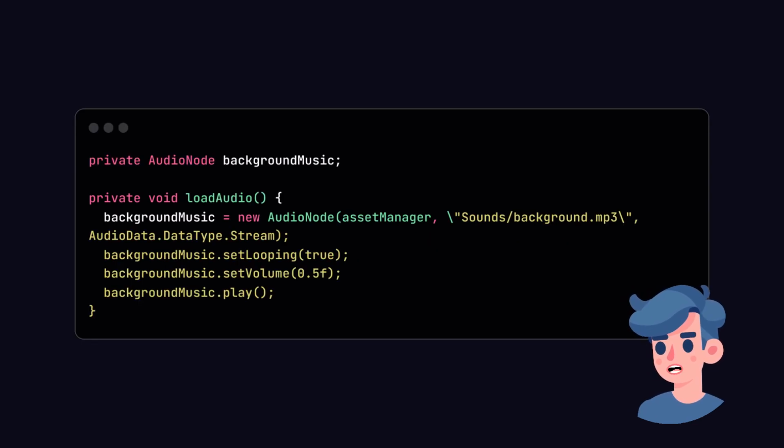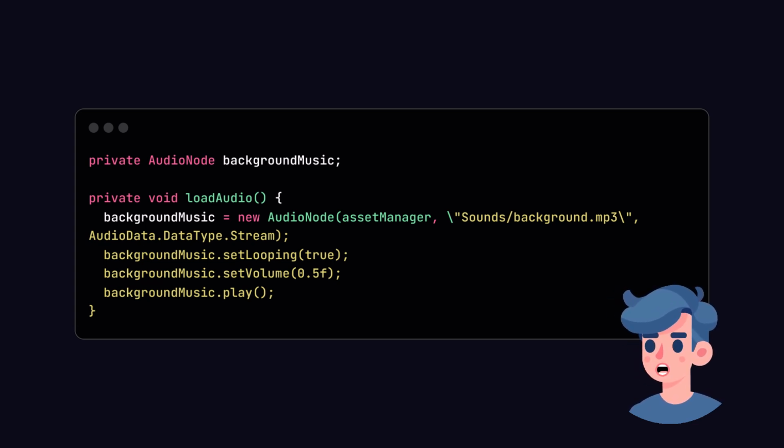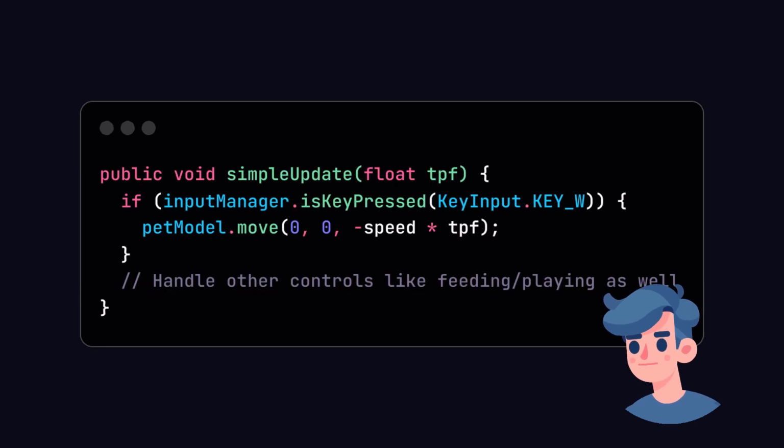To make it more fun, we can add some ambient sounds or music. JMonkey Engine supports audio playback right out of the box. Here's how to add background music to our game. Finally, let's ensure our pet simulation appropriately responds to user input. We'll set up controls so our pet can move around and interact with the environment.